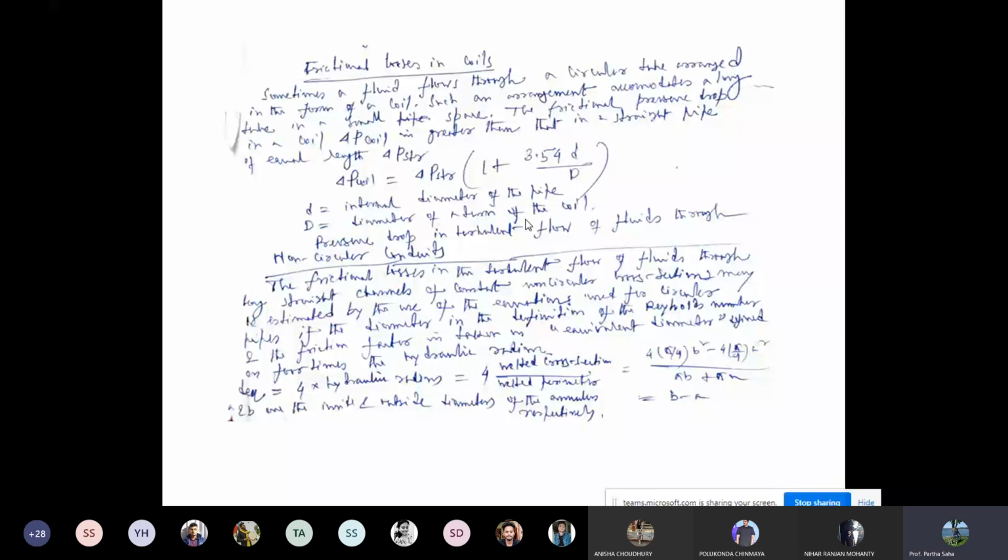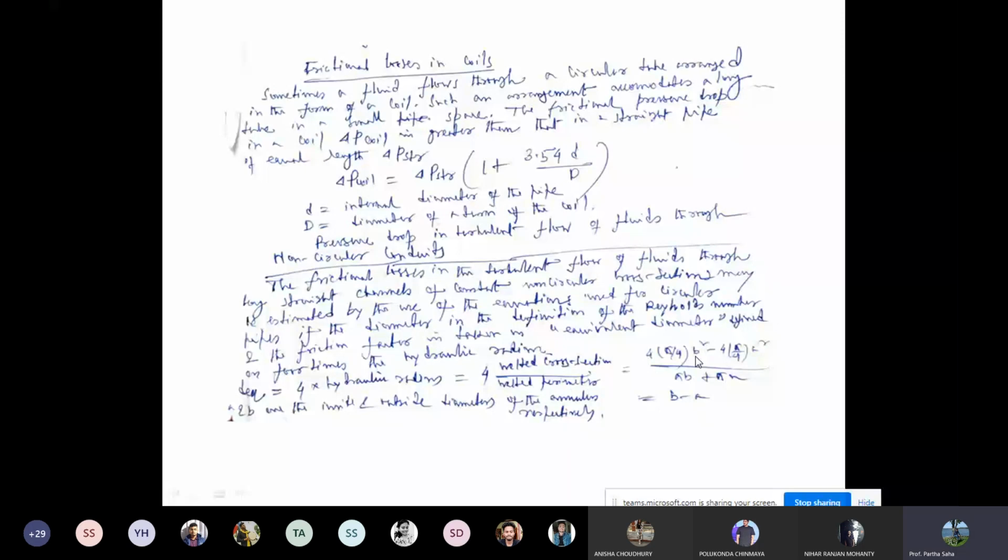What happens when there is a pressure drop in turbulent flow of fluid through a non-circular conduit? I think we have already discussed hydraulic radius and diameter in the first half, so let us examine this again. The frictional loss in turbulent flow of fluid through a long straight channel of constant non-circular cross section may be estimated by the equation used for circular pipes, if the diameter in the definition of the Reynolds number and the friction factor is taken as the equivalent diameter, defined as 4 times the hydraulic radius. That is 4 times the cross section divided by the wetted perimeter.